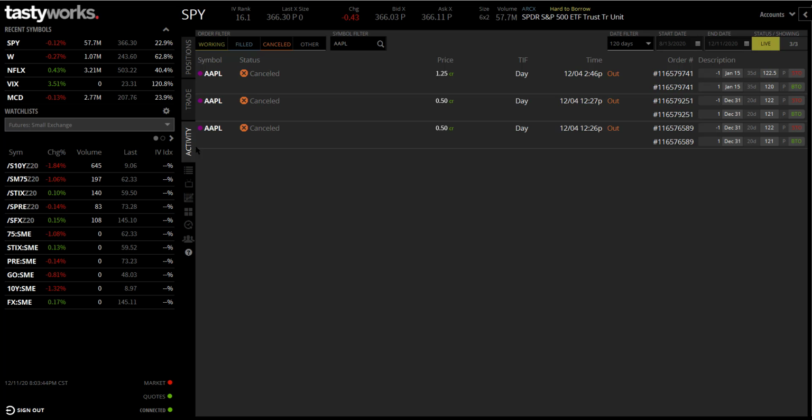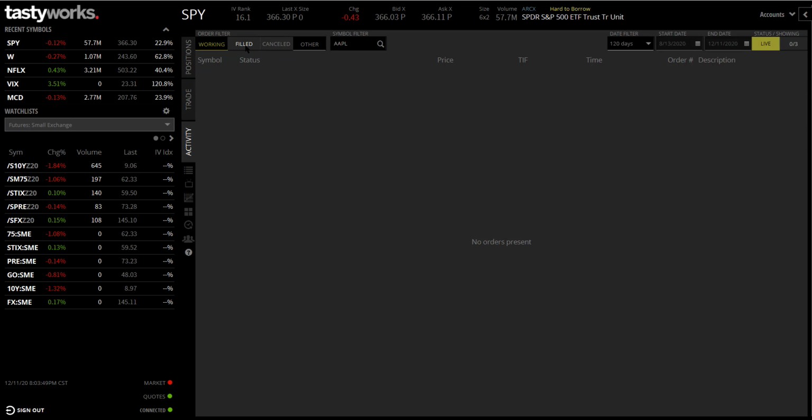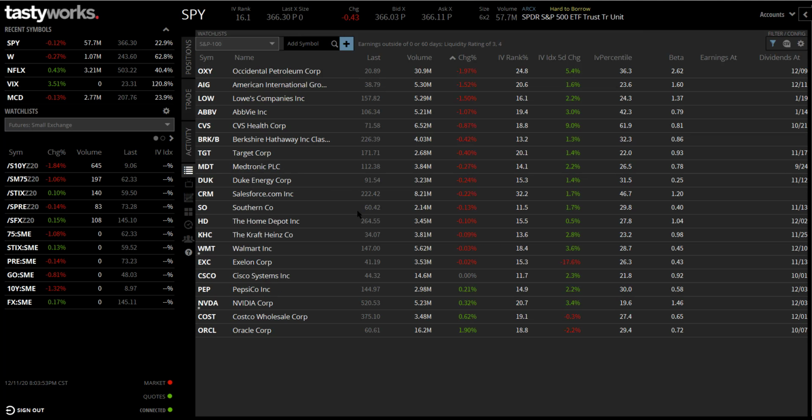This activity tab is someplace that I hang out quite a bit because I want to bump orders, move them around. Did I get filled? What did I get filled for? So I can do my journal, things like that.